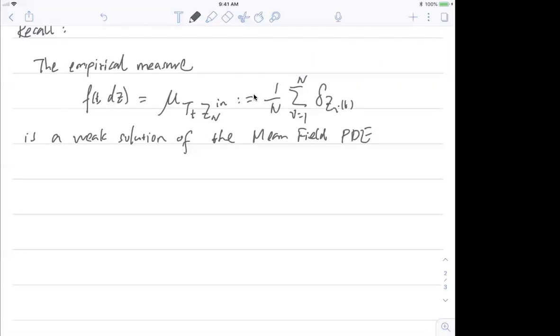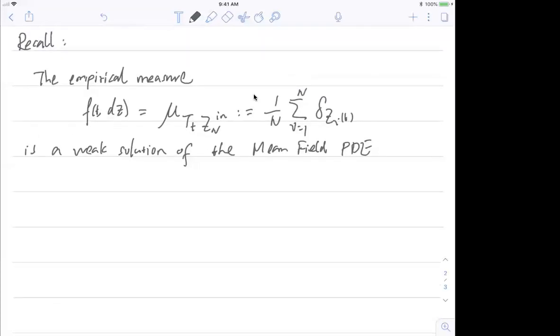So given the mean field dynamics above, this can be checked very easily. I will just skip that. You can find the proof, at least a sketch of the proof, in the notes. There's a one page sketch of the proof you can check, but I will skip all of that.